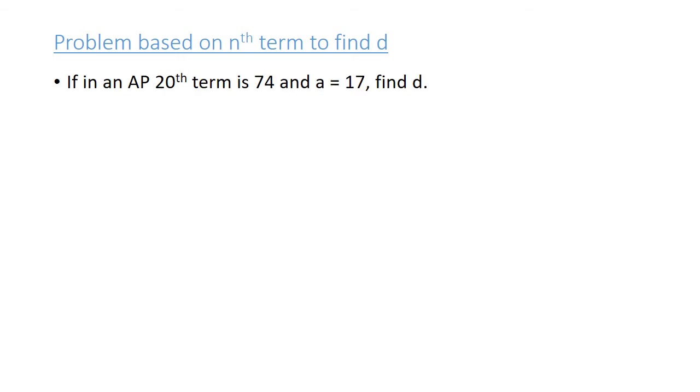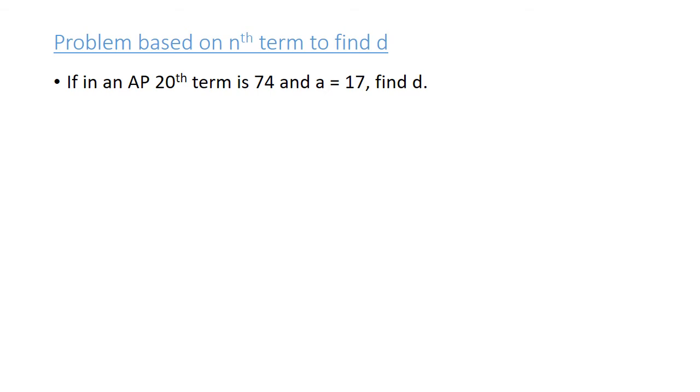The question is, in an AP the 20th term is 74, A is equal to 17, we have to find D. The difference between this question and the previous question is, in the previous question they had separately mentioned there are 23 terms and the 23rd term is 159. Here they have combined both the information. There are 20 terms in this AP and the 20th term is 74. So we get both the position as well as the value of the position.